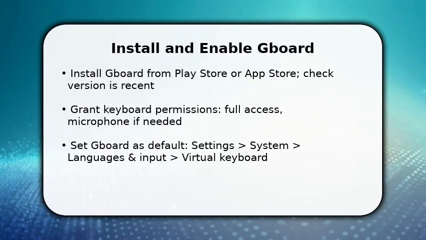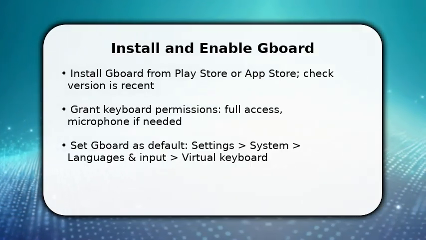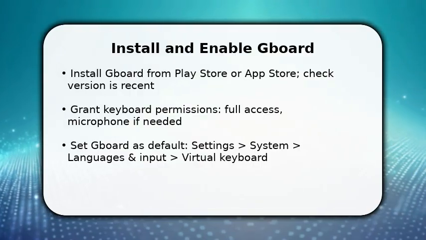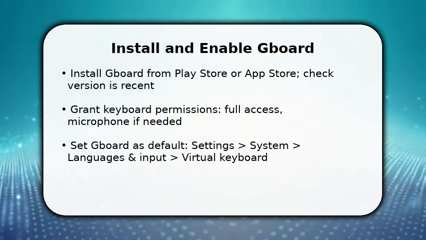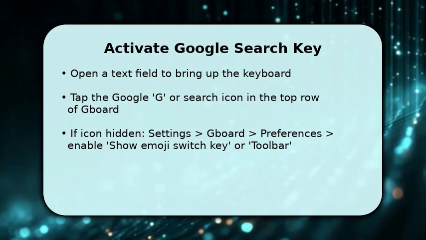After switching, open any text field to confirm Gboard is active. If the Google icon is not visible, restart the app or phone to force the keyboard to reload and pick up its new features. Now you make the Google search key visible and usable.